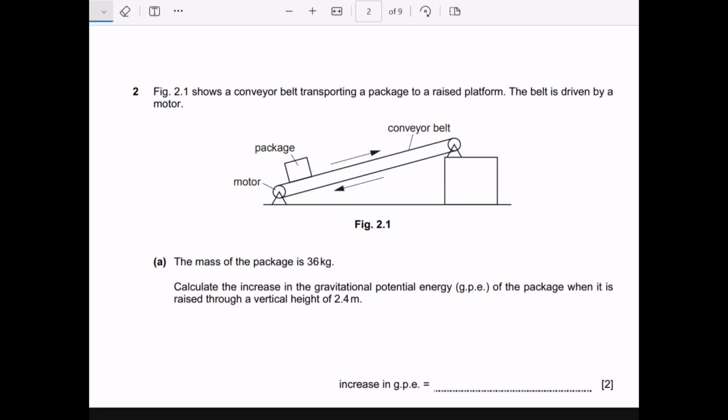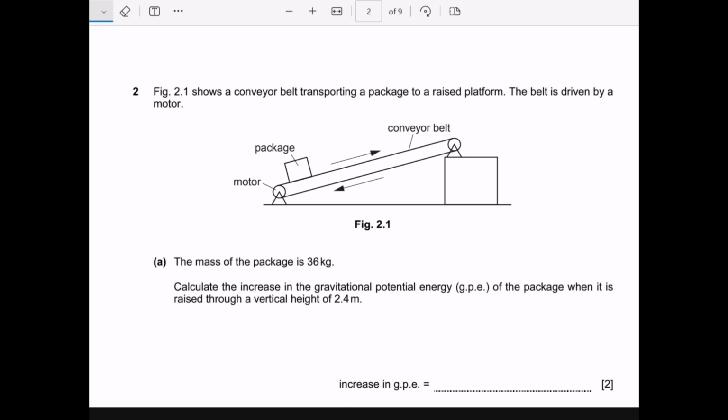Feed 2.1 shows a conveyor belt transporting a package to a raised platform. The conveyor belt is driven by a motor. The mass of the package is 36 kg. Calculate the increase in gravitational potential energy of the package when it is raised through a vertical height.